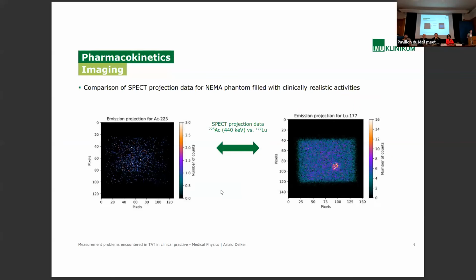So on this slide, I would like to visualize the extreme scenario we have to deal with. On the right, you can see a single projection of a NEMA phantom measurement that was carried out with lutetium-177. You can see the border of the phantom, and you can see nicely the hot sphere here. You can see here the same measurement carried out with actinium-225, and you immediately see that you do not see anything in that image. It's just kind of random noise.